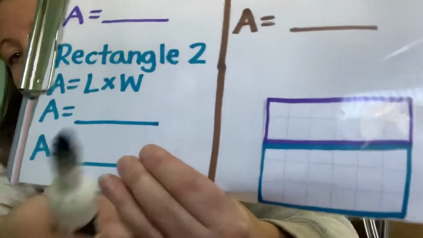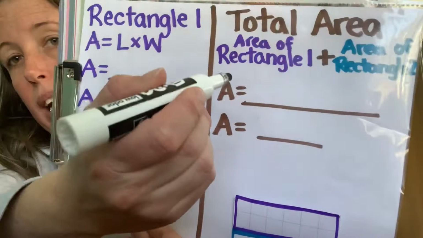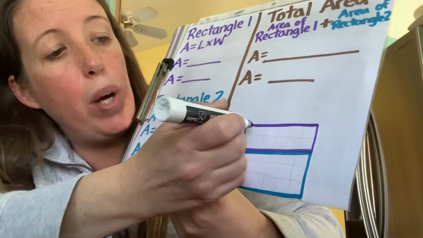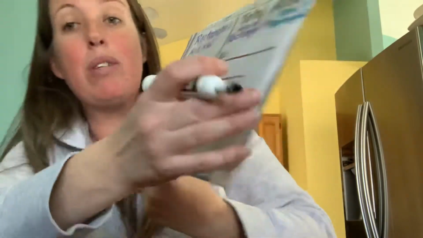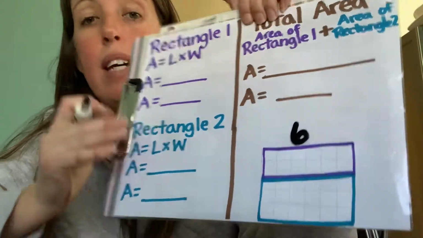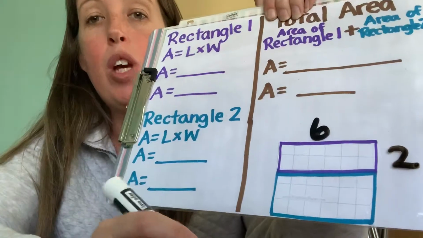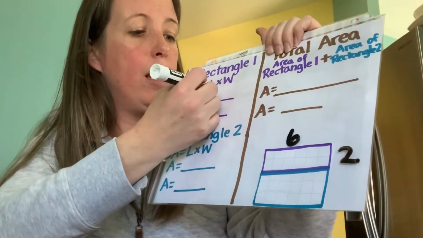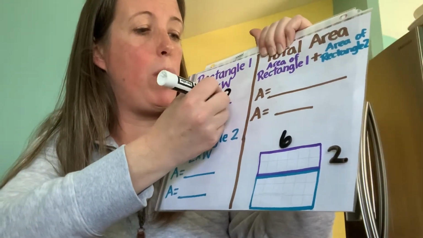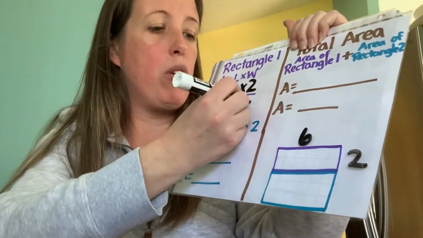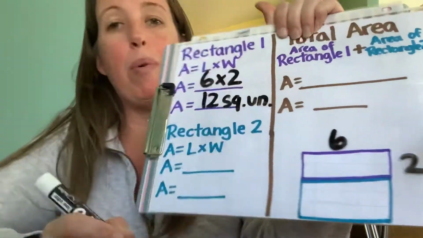And I'm going to start with rectangle 1, which I made purple. First I'm going to count. I know I need the length times the width. So first I'm going to count the length. 1, 2, 3, 4, 5, 6 square units. And then the purple rectangle has a width of 1, 2 square units. So if I have a length of 6 times a width of 2, my area would be 12 square units for my purple rectangle number 1.